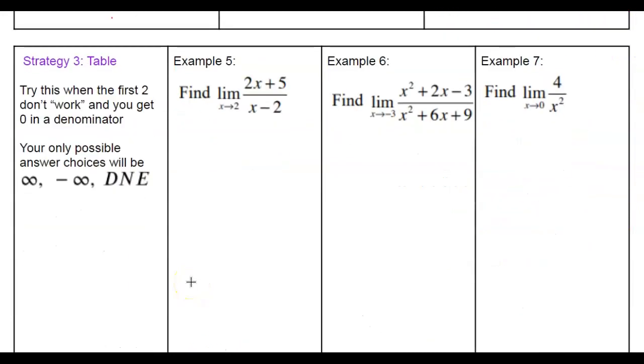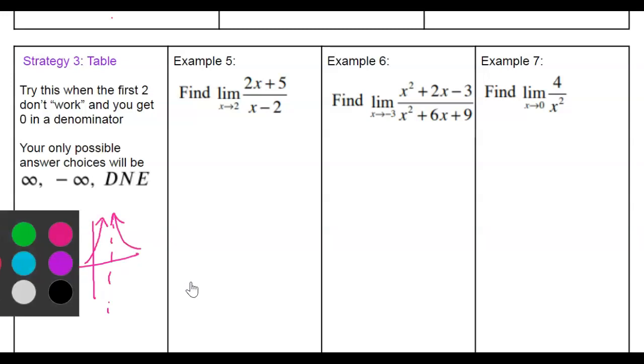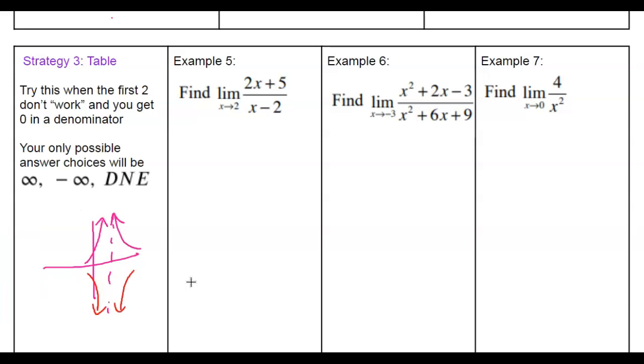All right, let's explore when a table is necessary, so you don't spend a lot of time using values and time that you don't need to. So you want to try this when substitution doesn't work, factoring doesn't work, but you still get 0 in a denominator. That means that you will have a vertical asymptote. It's a rational function, so we either have 2 going to positive infinity, 2 going to negative infinity, or 1 of each. That's why we just need to figure out if they're positive on top, negative on bottom, things like that. So let's look at example 5.